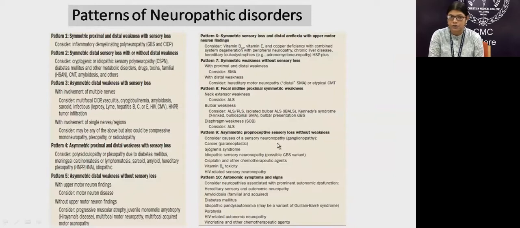The classical disorder described is Sjogren's syndrome, where they present with severe sensory ataxia because of large fiber and dorsal root ganglion involvement. And the 10th pattern is the autonomic symptoms and signs. That is a pure autonomic neuropathy, which can be seen in HSAN, amyloidosis, or pandysautonomia, which could be a variant of GBS.